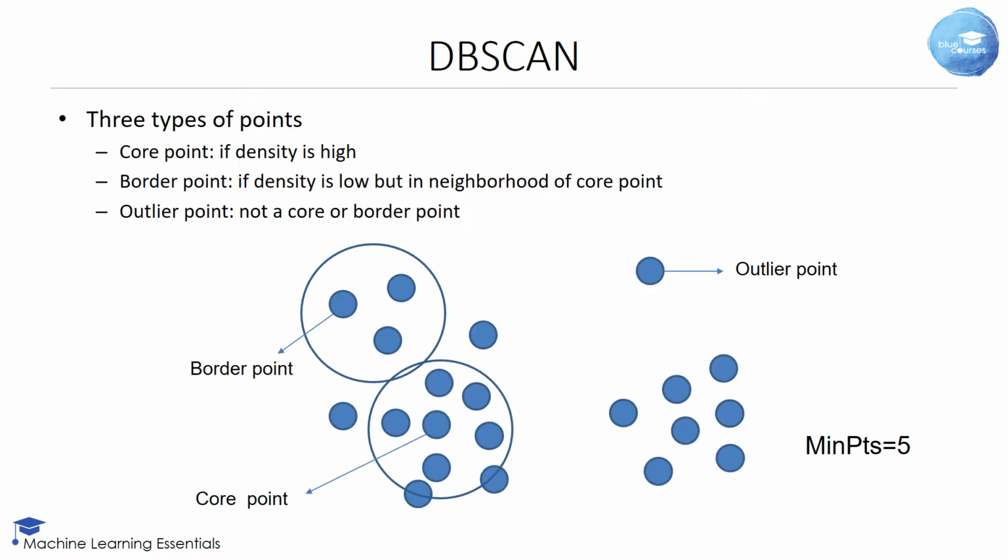DBSCAN differentiates between 3 types of points. A point is a core point if the density around it is high. Hence, a core point is located at the interior of a cluster. A border point is a point with low density but located in the neighborhood of a core point. And finally, an outlier is not a core or border point. You can see this illustrated below in case min-PTS equals 5.